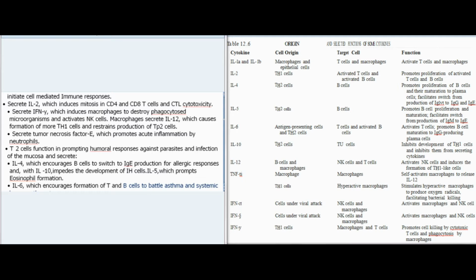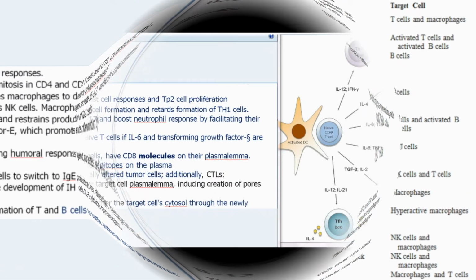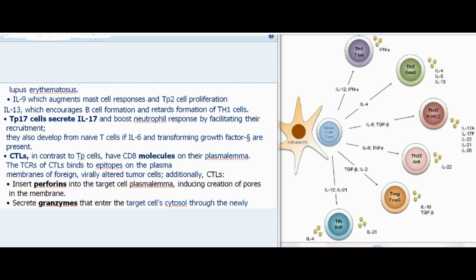Th2 cells function in promoting humoral responses against parasites and infection of the mucosa and secrete IL-4, which encourages B cells to switch to IgE production for allergic responses and, with IL-10, impedes the development of Th1 cells. They also secrete IL-5, which prompts eosinophil formation; IL-6, which encourages formation of T and B cells to battle asthma and systemic lupus erythematosus; IL-9, which augments mast cell responses and Th2 cell proliferation; and IL-13, which encourages B cell formation and retards formation of Th1 cells.